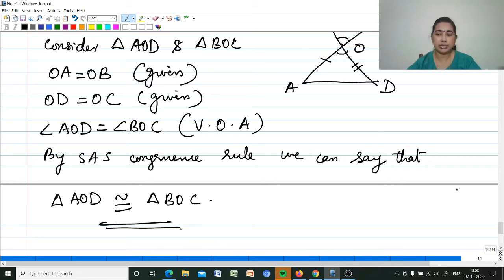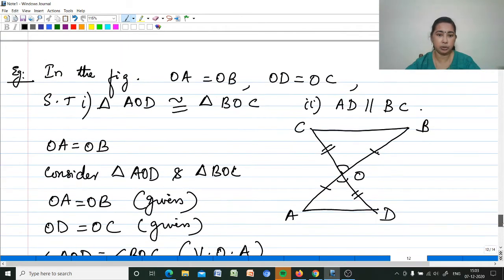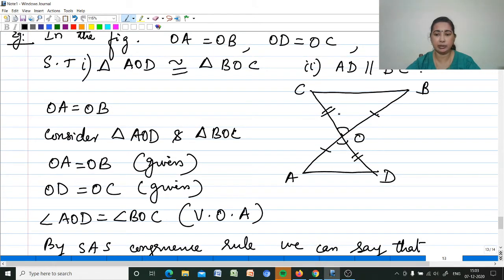Then what about the second part of the question? We have to show that AD is parallel to BC. These two lines are parallel. That's what we have to show. So how can we show that these two lines are parallel, AD and BC? Now we got that these two triangles are congruent triangles. What do you mean by congruent triangles? Congruent triangles means both the triangles are the same. If I keep these two triangles together, there won't be any parts extra. So both will be equal triangles.